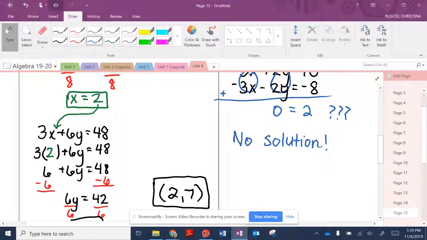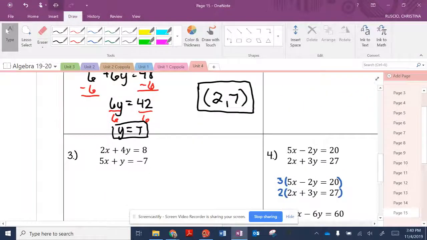When would you have 2 lines graphed that have no solution? If you thought the word parallel, you are right. They're parallel lines. They don't have a solution. They'll never cross. They're never going to intersect at a point.